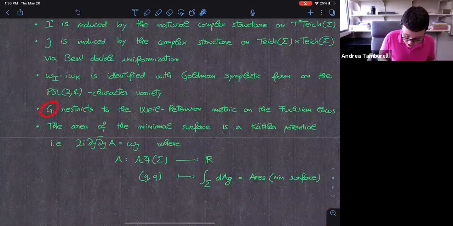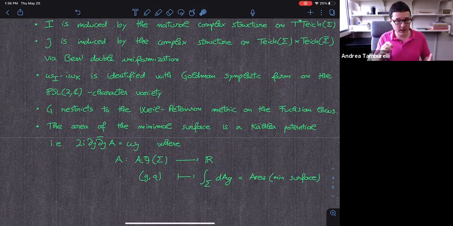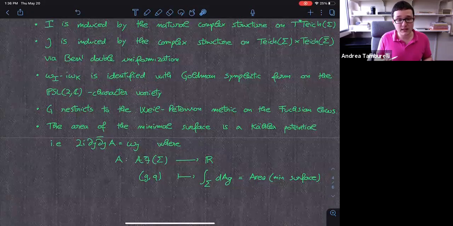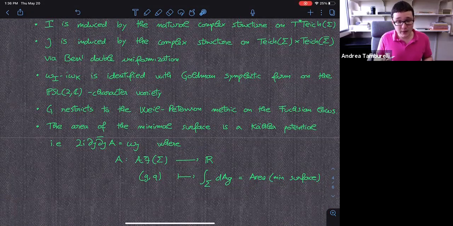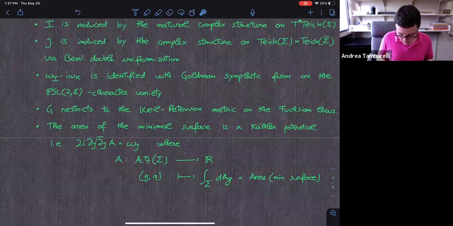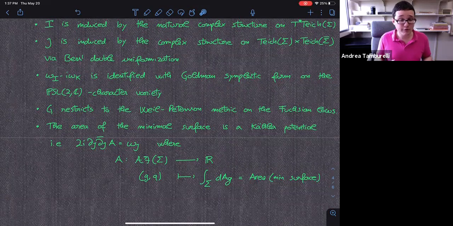Moreover, the Riemannian metric G restricts to the Weil-Petersson metric on the Fuchsian locus, so on the space of Fuchsian representations. And this metric actually arises naturally in the case of almost Fuchsian manifolds because its potential is given by the area of the unique minimal surface. So if you consider the map that associates to an almost Fuchsian manifold the area of the unique minimal surface embedded in these manifolds, you see that if you consider del bar of the area functional, you obtain exactly the form omega_J. And this means that the area is a Kähler potential for the Kähler structure given by J.